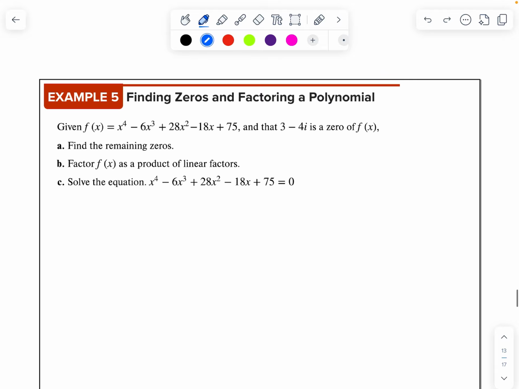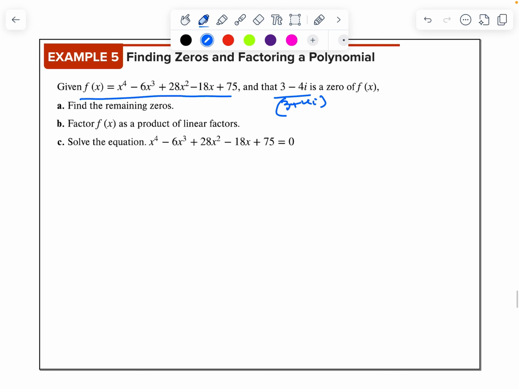All right, let's see the implications of this. Given that this is our function, and that 3 minus 4i is a solution, that means also 3 plus 4i is a solution. Find the remaining zeros. So there is a way that we could do this. We know that x minus 3 minus 4i, and x minus 3 plus 4i are both factors, because these two are solutions. That solution makes that factor, that solution makes that factor.